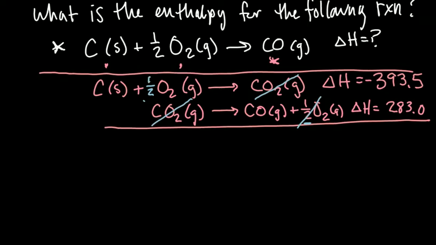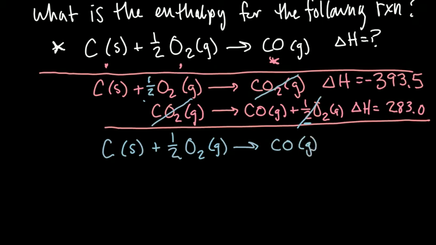So I can go through and cancel out. I have solid carbon plus 1/2 oxygen gas going to carbon monoxide gas. And all I can do here then is say negative 393 plus positive 283. So the final delta H is going to be negative 110.5 kilojoules. Okay?